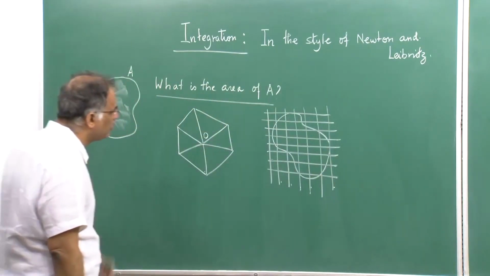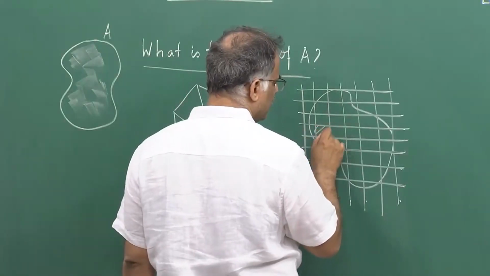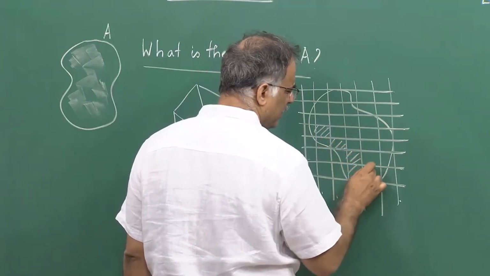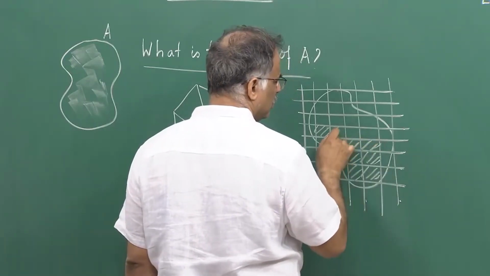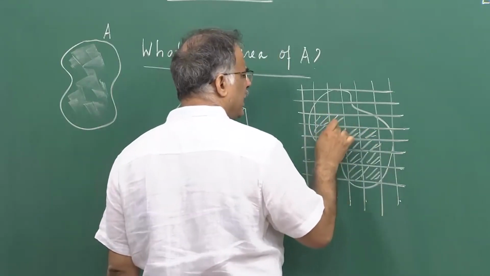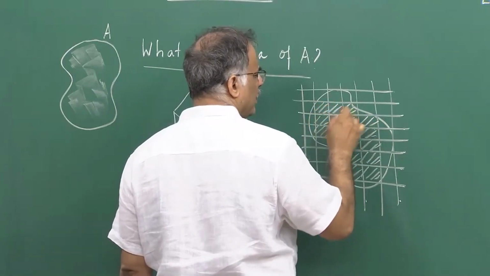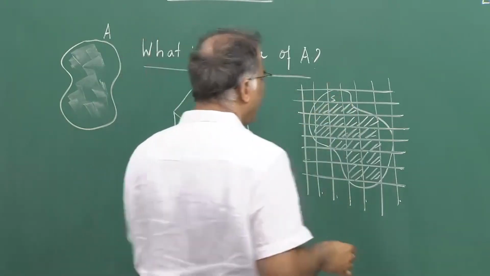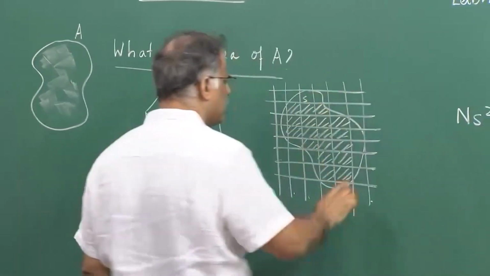So, what would I like to do? I would first like to look at these squares which are completely inside the body. And we know what this is: suppose each of them has side s, then its area is s squared. So, if each square is of side s, and there are n such squares here, then you have n s squared as the area that I have just covered.